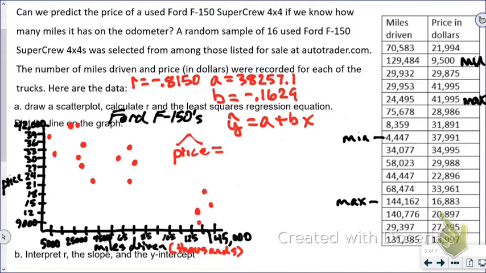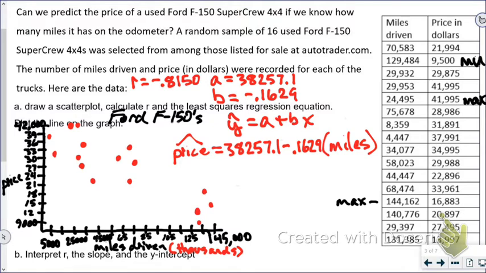equals 38,257.1 minus 0.1629 times miles driven, or just miles. And that right there, how I just wrote that, would be writing the least squares regression equation with the variables defined. And then next we want to plot it.